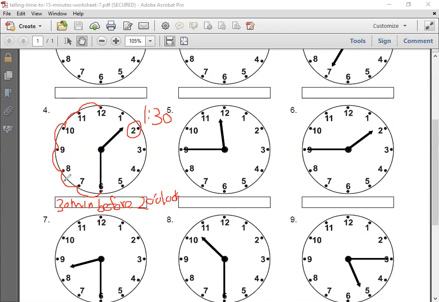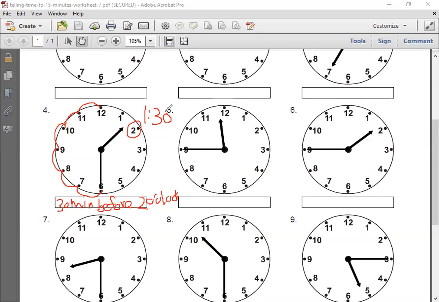Okay, 5, 10, 15, 20, 25, 30. We have 30 minutes before 2 o'clock. So the minute hand should move 30 minutes to get to 2 o'clock. Okay, let's try another one.